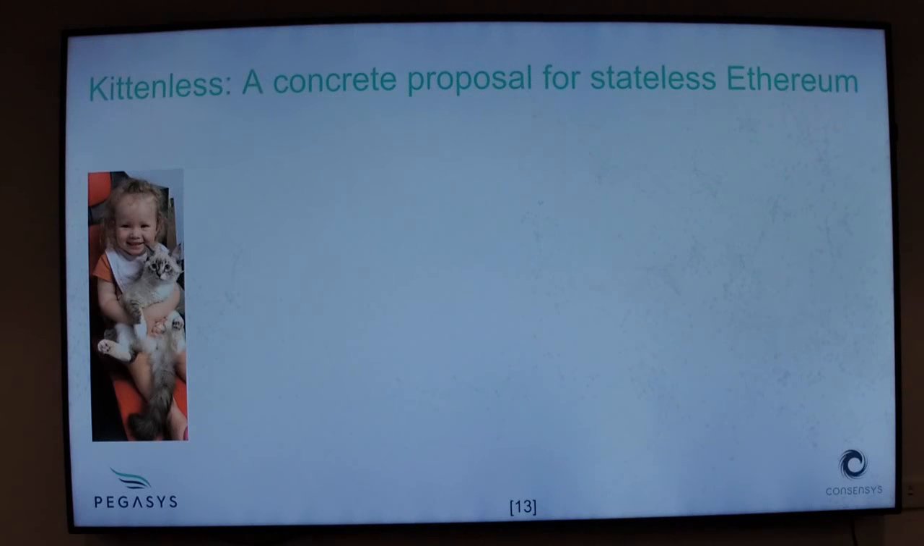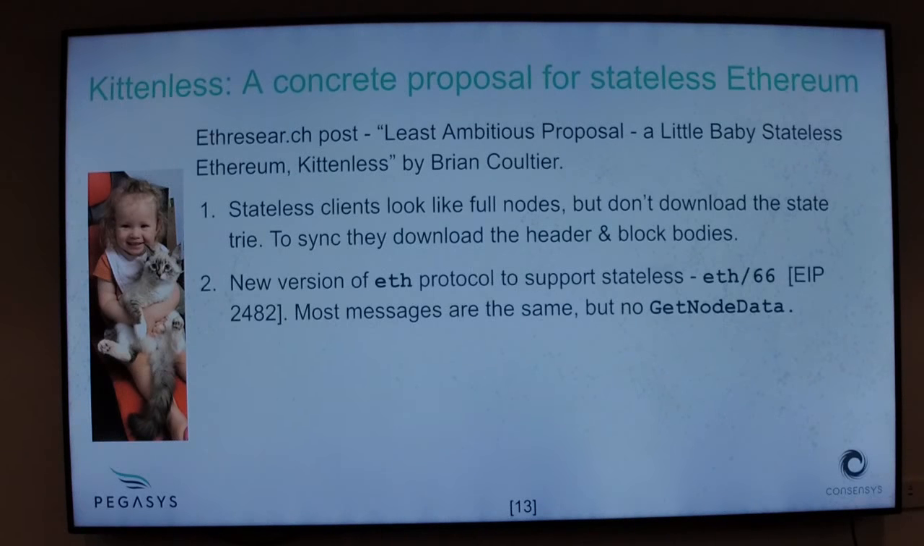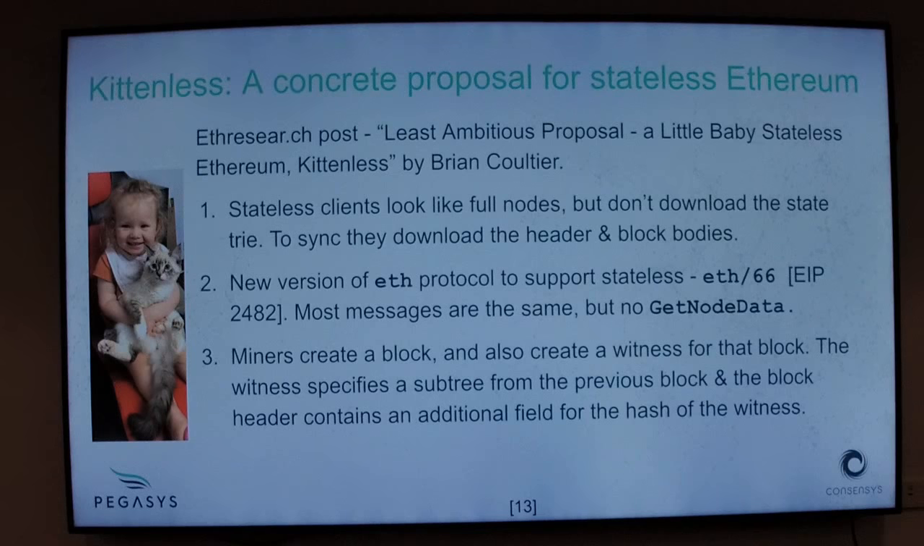Now, one of the things that has come from the last Ethereum stateless call is what they called kittenless. Well, I put in a kitten though, and it's not. They called it a least ambitious proposal, a little baby stateless Ethereum, kittenless. But it's not a baby; it's a toddler, and it's got a kitten there. So they've got stateless clients look like full nodes, and it's pretty much going through what we've just gone through, and I'm conscious of time, so I'm not going to go through all this.